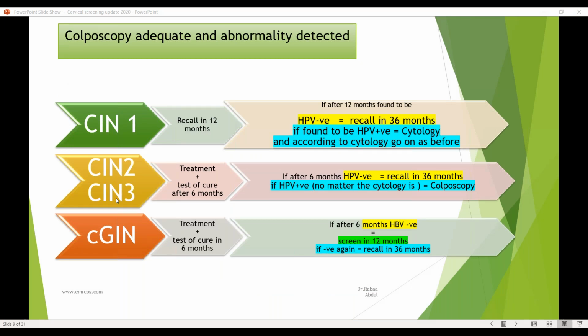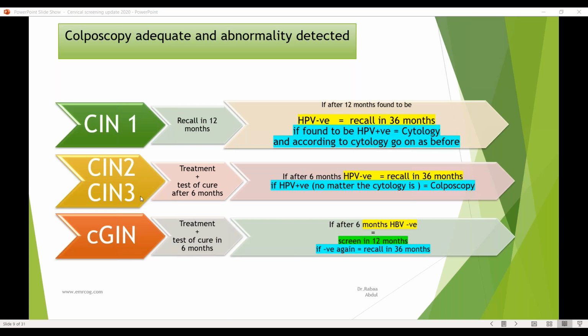CIN2 and CIN3 necessitate treatment, which means you should offer the patient treatment because this is a high-risk lesion seen by the colposcope. After you offer any patient any treatment, what should you do? Test of cure. Yes, excellent. It's like a reflex answer. So test of cure after 6 months is the follow-up of the treatment of any lesion.